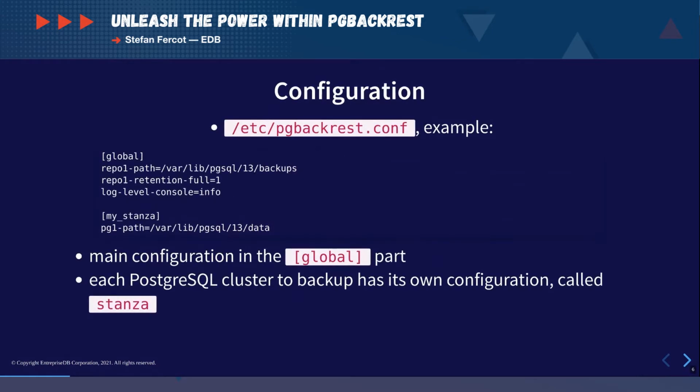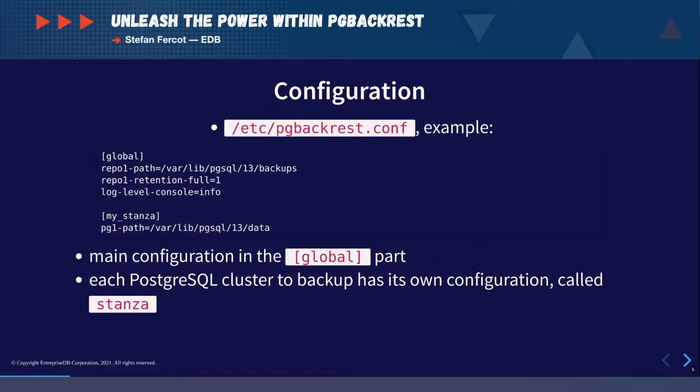Then you usually have to configure pgBackRest. There is a configuration file in ini style, and you have basically two parts there. The first part is the global part. The global part is where you define all the settings related to your complete environment, meaning the log levels that you want, where you store your backups, the retention settings, the compression settings, encryption settings, and so on. So everything that is global to your complete installation.